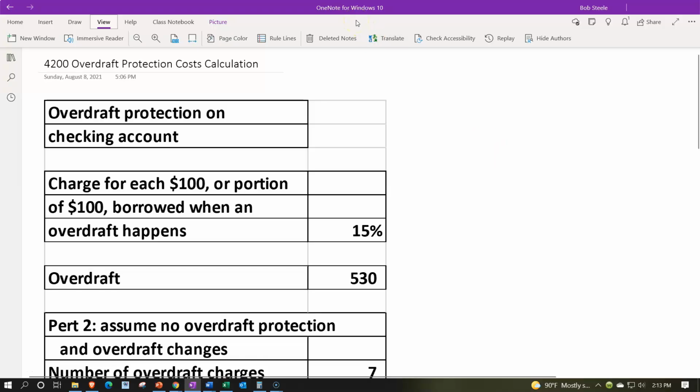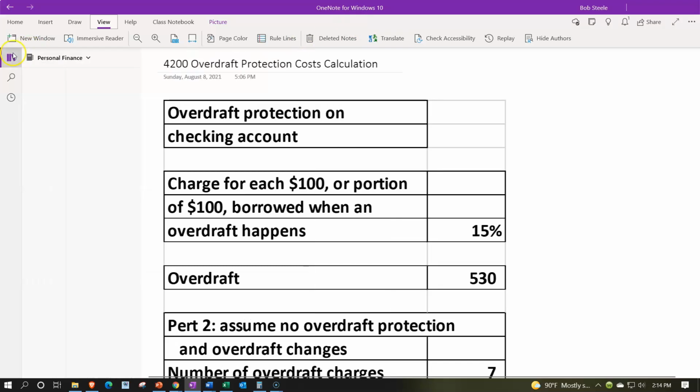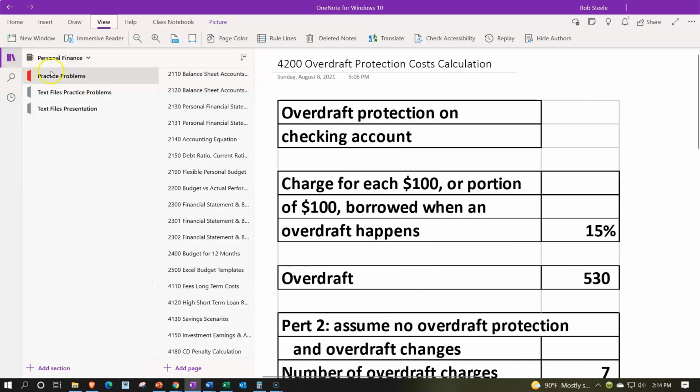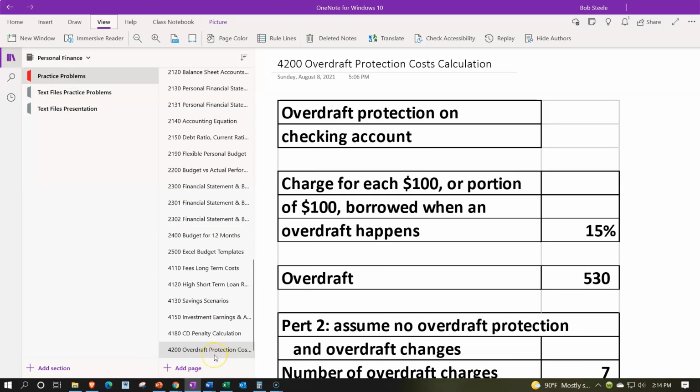If you have access to OneNote and would like to follow along, you're not required to, but if you would like to, we're in the icon on the left-hand side. We're in the Practice Problems tab, and down in the 4200 Overdraft Protection Costs Calculation tab.